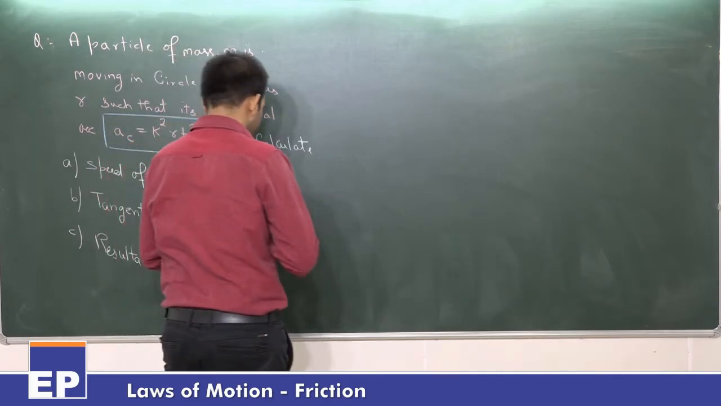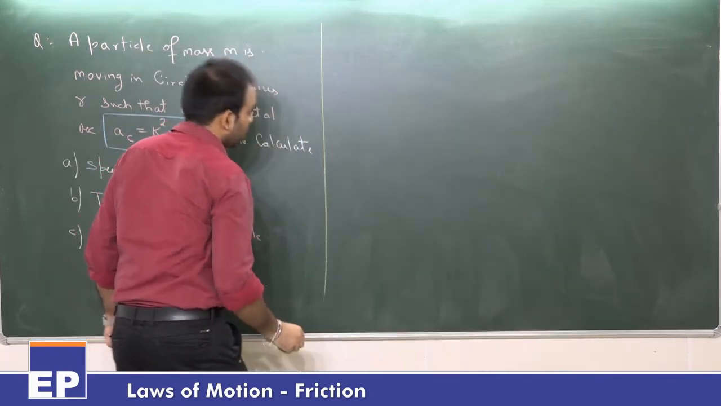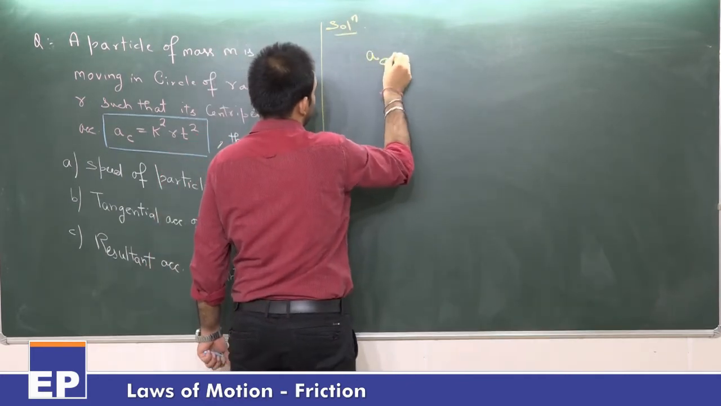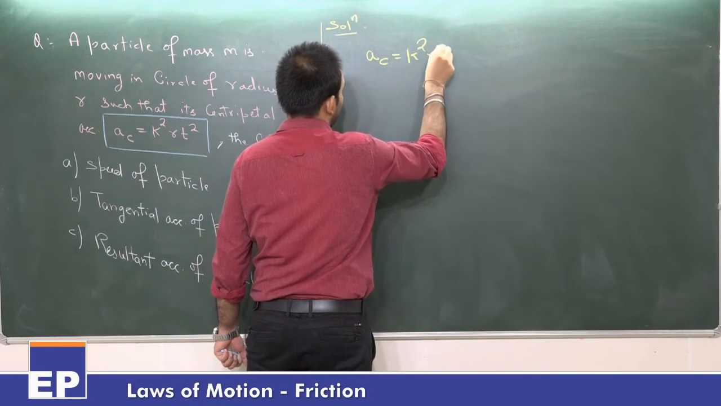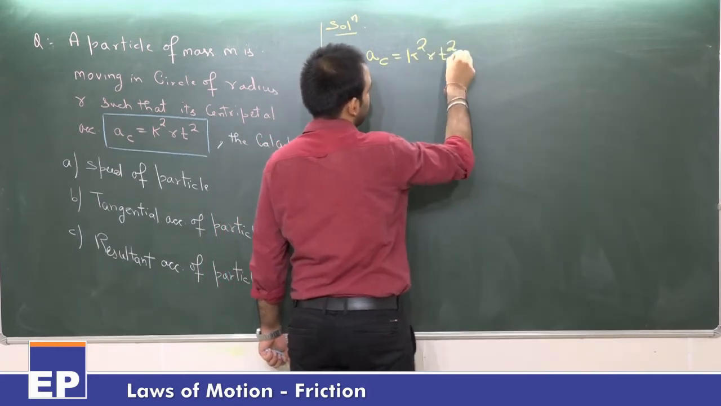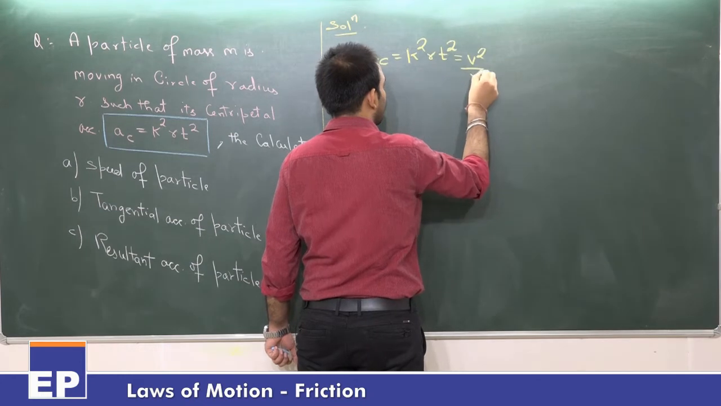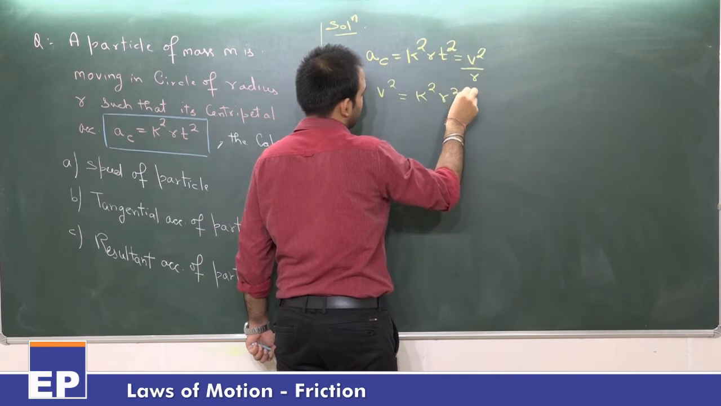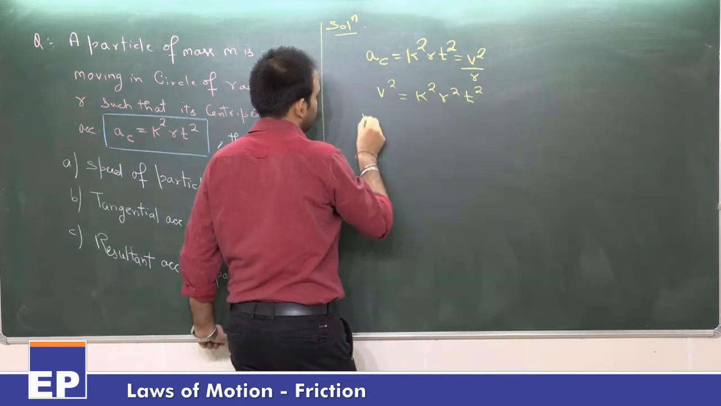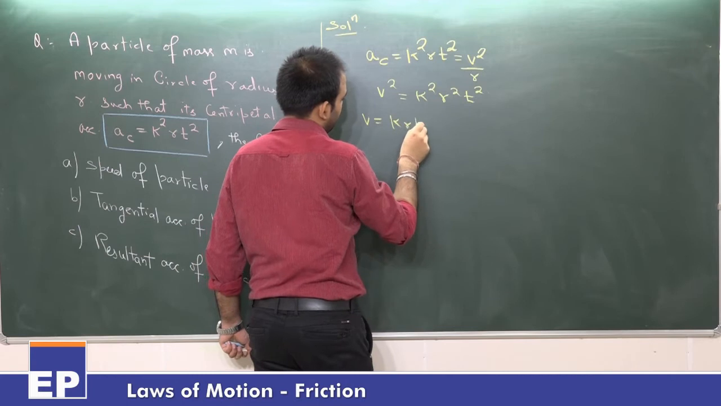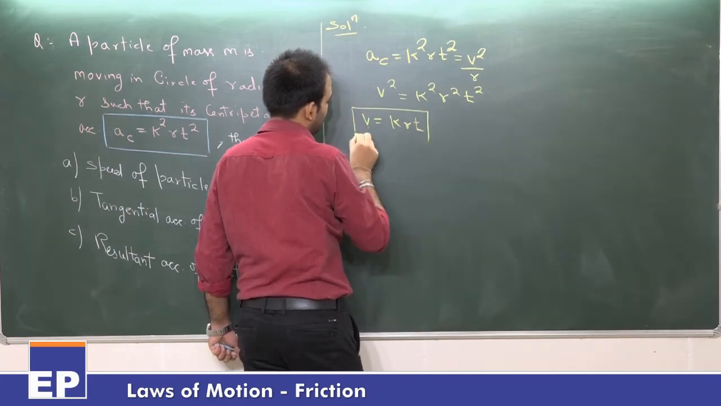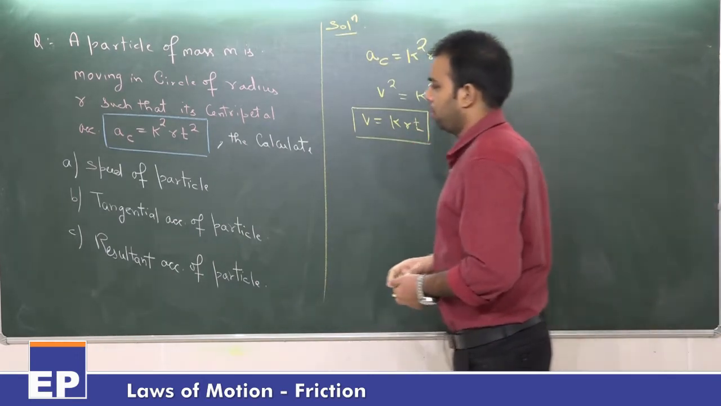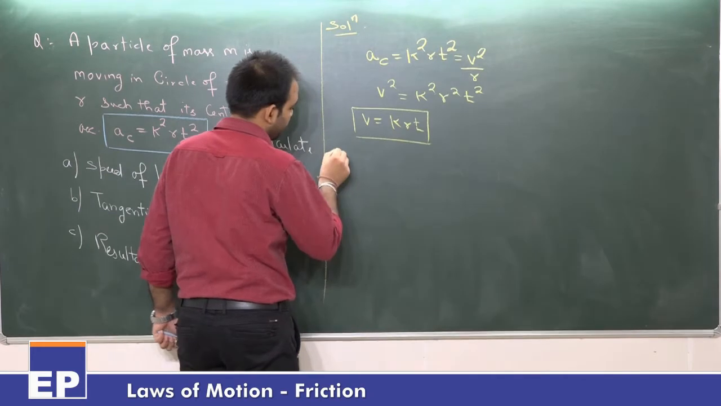Now, what is the speed of particle? We have given AC, k square r t square. What is AC? V square by R. So, what is V square? K square R square T square. So, what is V? K R T. It is the speed of the particle, which is k R T. First option.